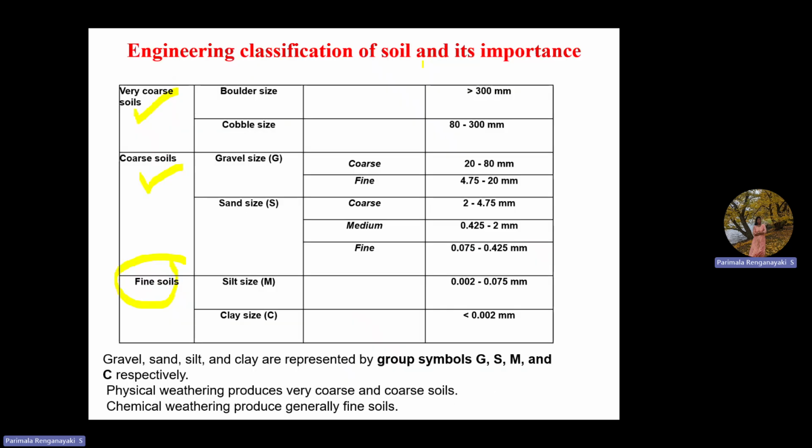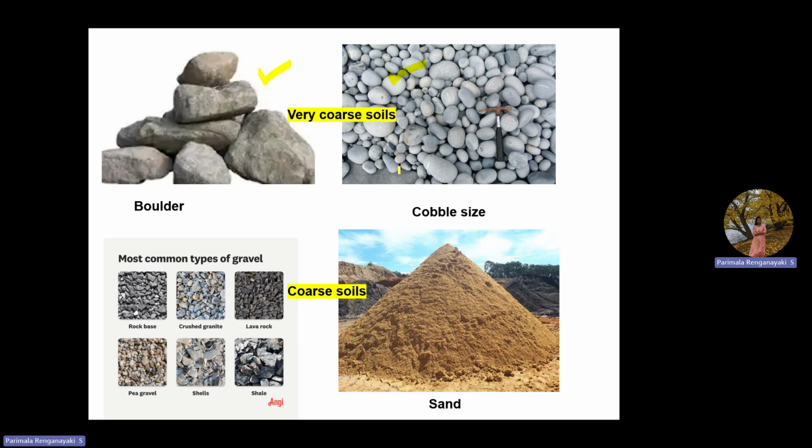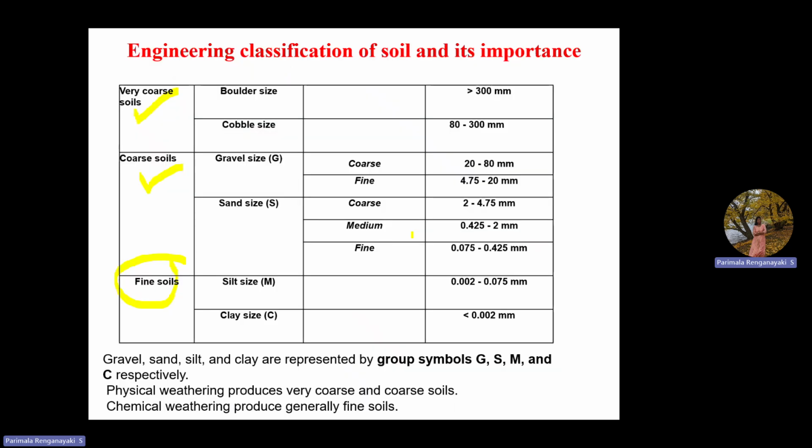Then this gravel itself, you have coarse and fine gravel. You can see the gravels: rock base, the most common types of gravel. Rock base, crushed granite, lava rock, shale, shells, pea gravel. All these are the most common types of gravel. Then you have coarse soil, that is sand.